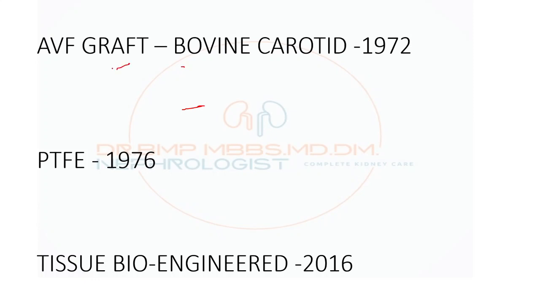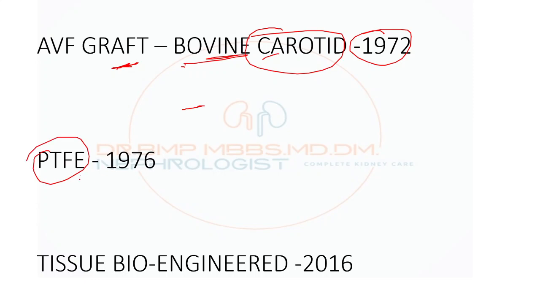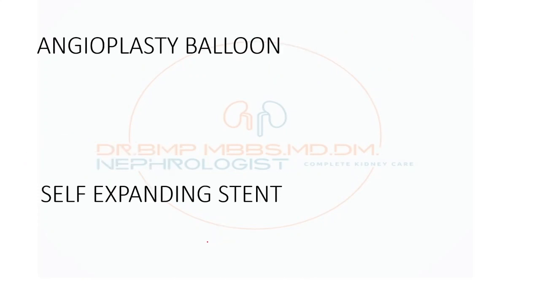Initially, for the AV graft, they used the buffalo vein, the carotid artery or the vein. They tried this around 1972. Nowadays, polytetrafluoroethylene is being used since 1976. The latest one, tissue bioengineered materials, are being used in 2016. Angioplasty balloon for the AVF stenosis. Self-expanding stents are there, which are the recent and the latest development.